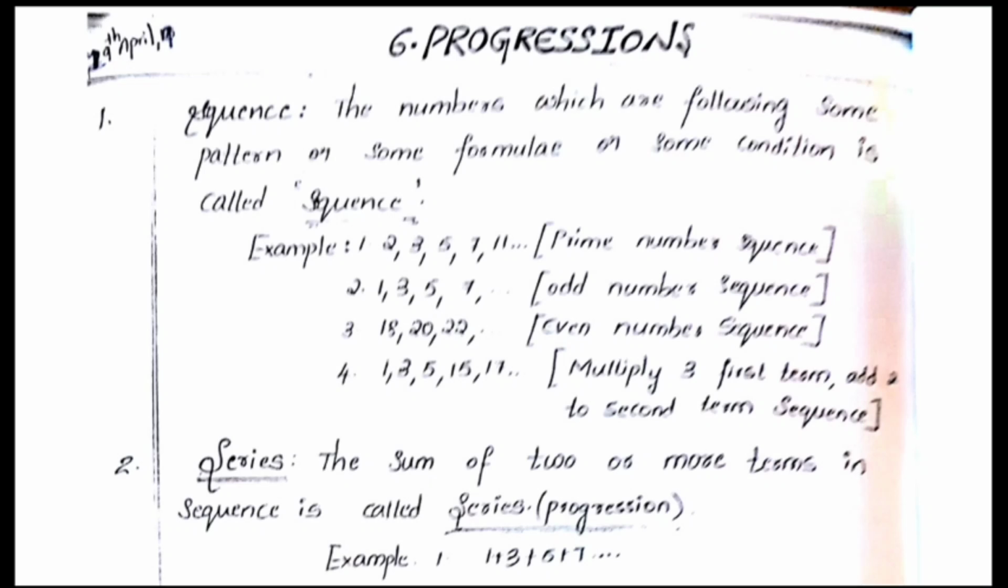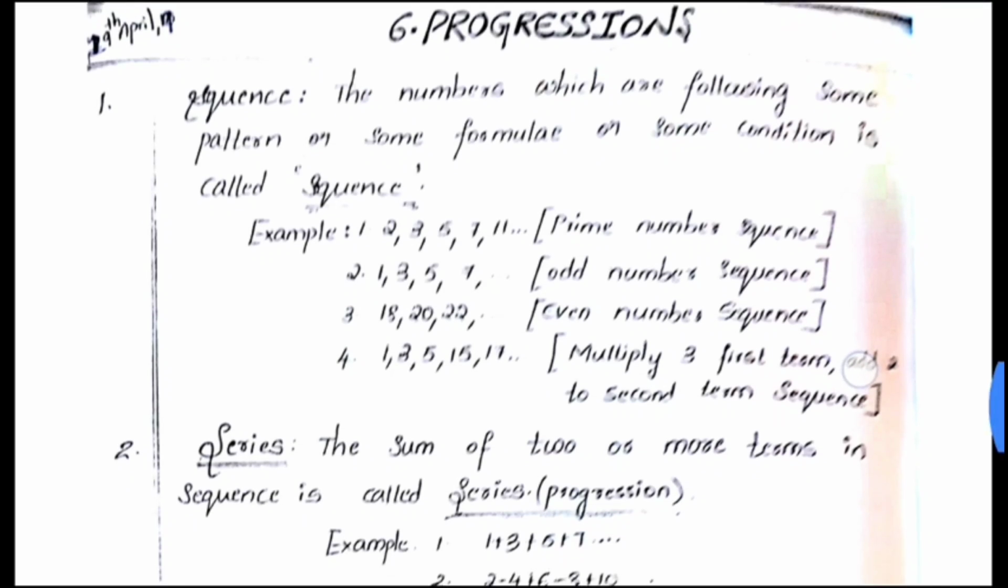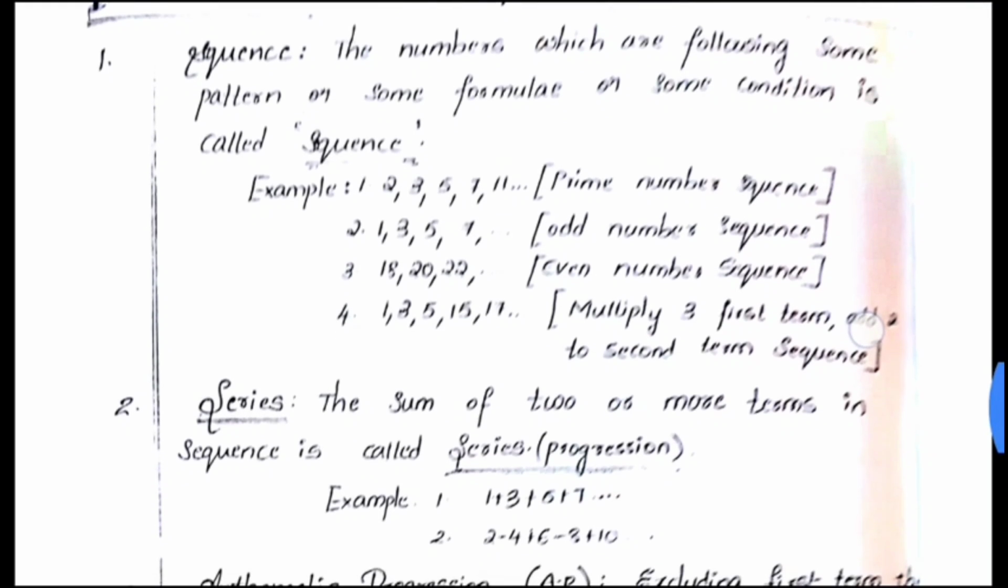So let us start with sequence. The numbers which follow some pattern, or some formula, or some condition are called a sequence. Means any numbers satisfying a pattern, formula or condition are called a sequence. Example: 2, 3, 5, 7, 11, 13, 17, 19 and so on. These are the prime number sequence, because we know very well 2, 3, 5, 7 are all prime numbers.